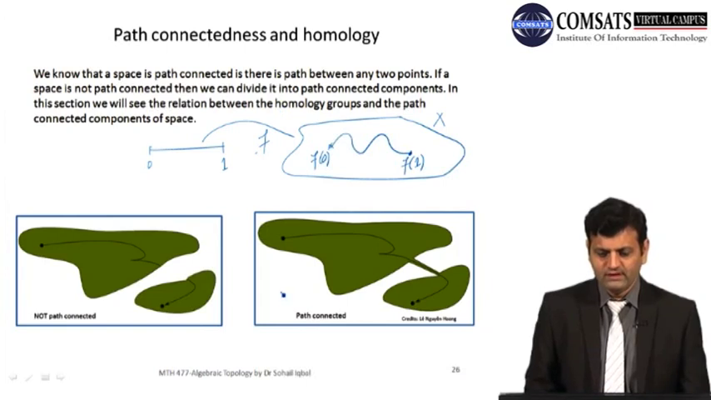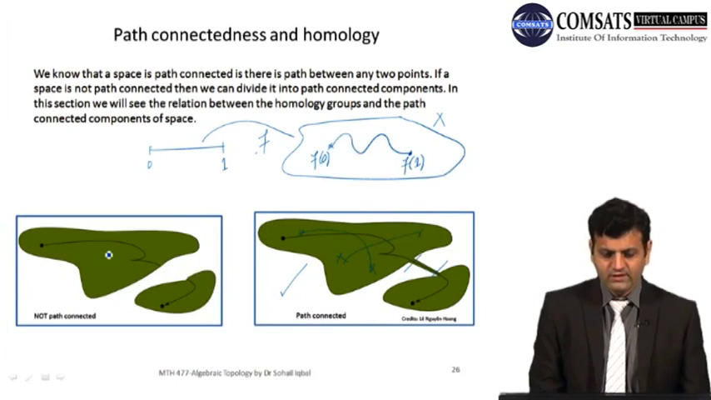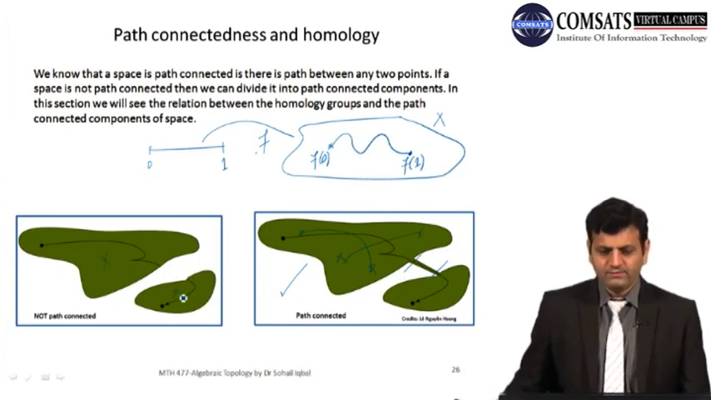For example, in this case, this is a path connected space because I can find paths between any 2 points. But if we remove this bridge, then this is not a path connected space. For example, I can't find a path from this point to this point. So that's what it means by a path connected space.